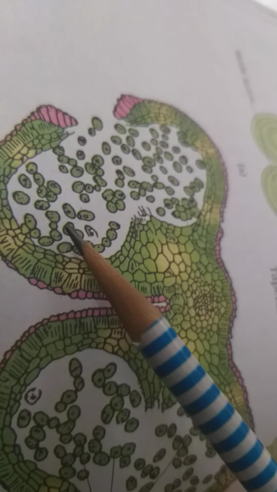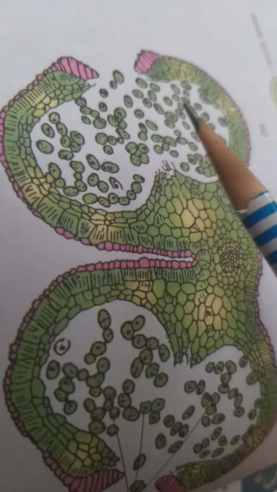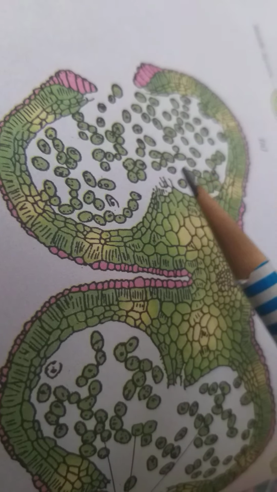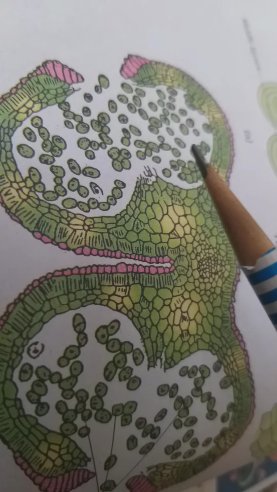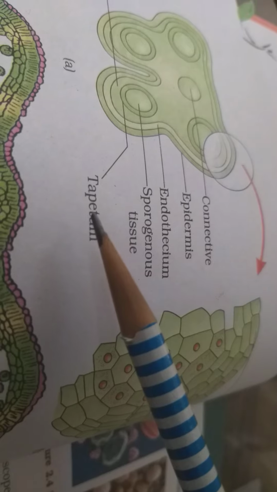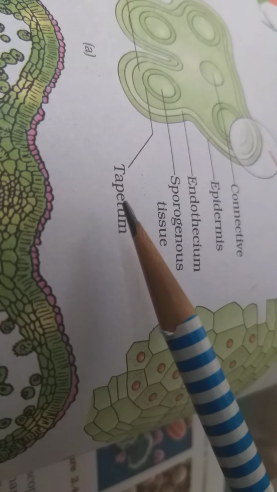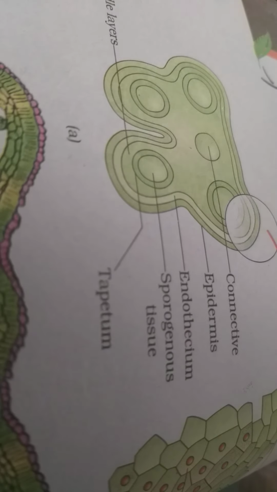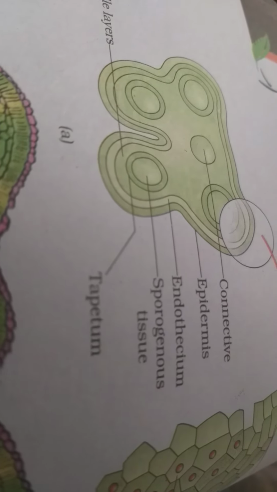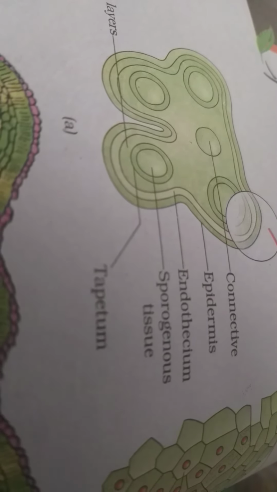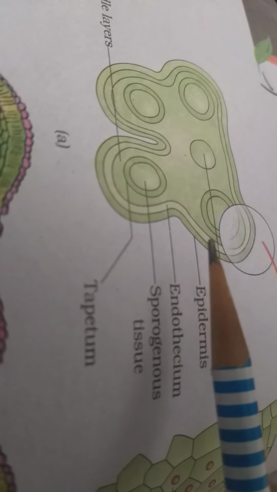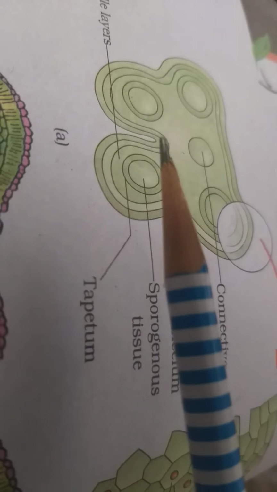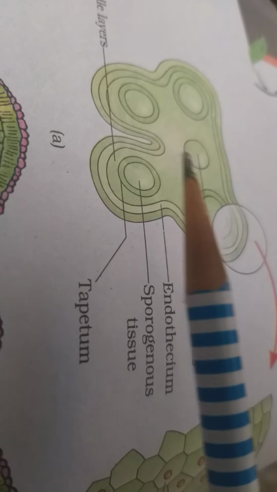These are the microspores which are developing. So they receive nutrition from the innermost layer that is called tapetum. Now, this is about the wall layers of the microsporangia. When the anther is young and immature, it is not ready for dehiscence.